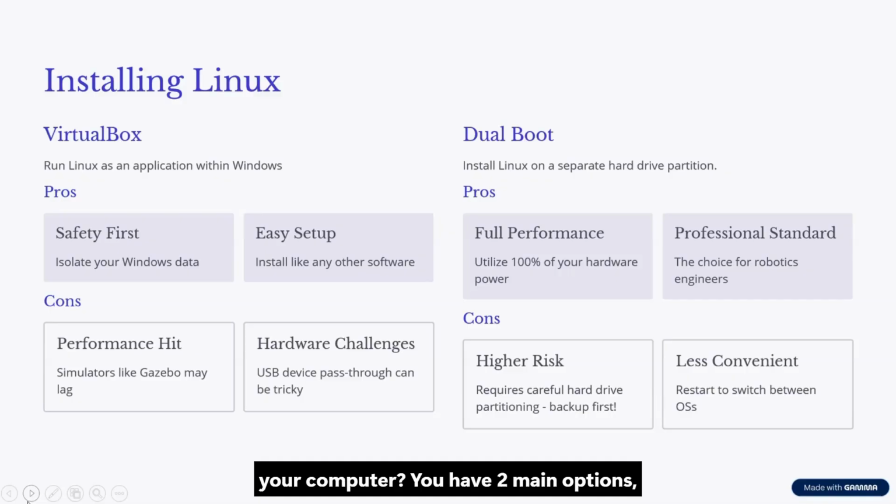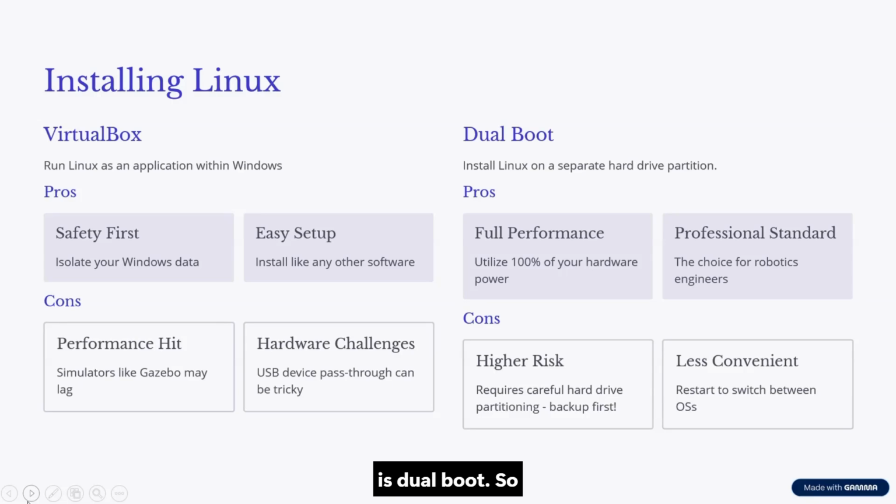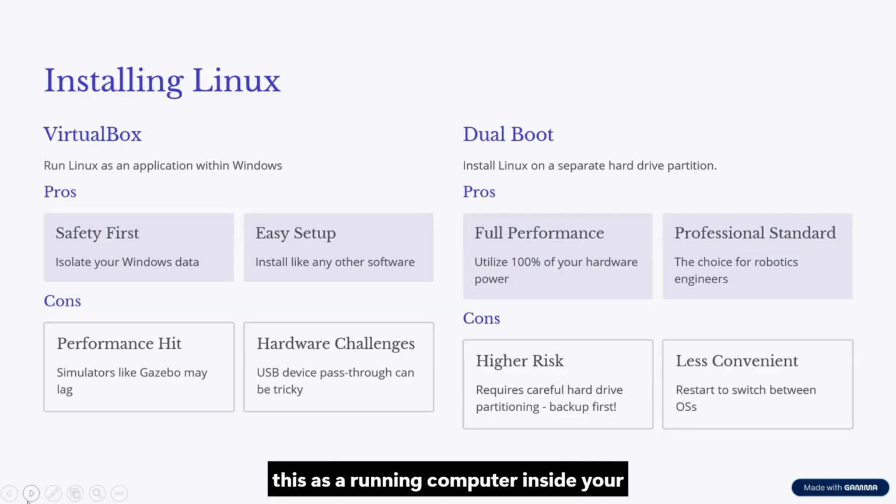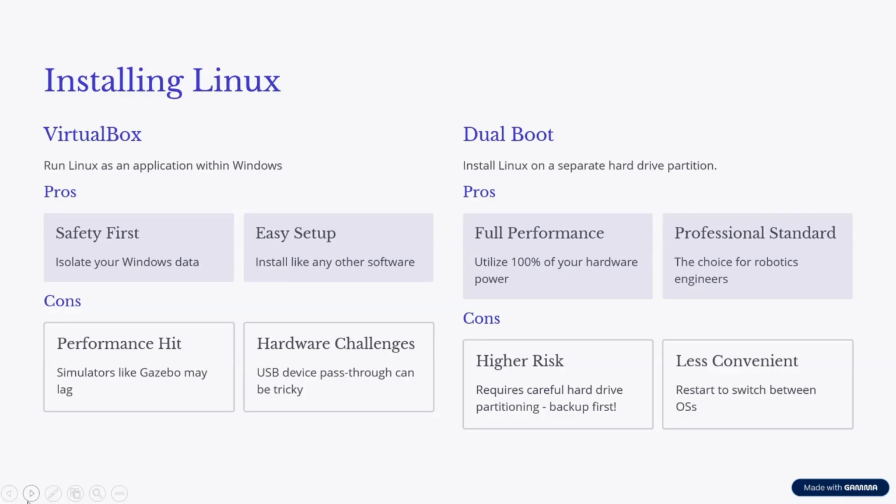You have two main options. First is VirtualBox, and second one is Dual Boot. So first, VirtualBox. Think of this as a running computer inside your computer. It is an app that opens in a window where Linux lives. It's easy to set up and safer for Windows, but it costs performance.